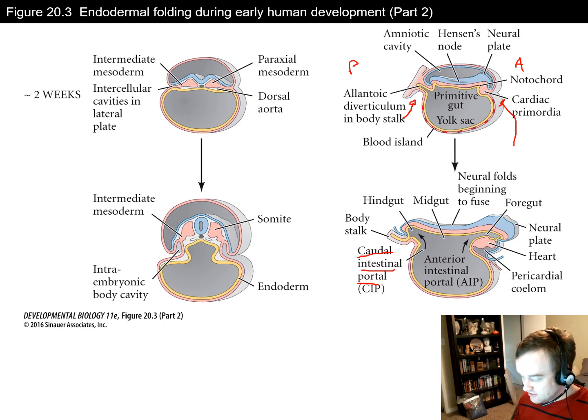We also have the developing foregut and the anterior intestinal portal. So this is going to be towards the mouth of the digestive tract. We've developed the heart at this point, and we have a hindgut and a midgut. So we're starting to stretch this out and create that tract that goes from your posterior to your mouth.